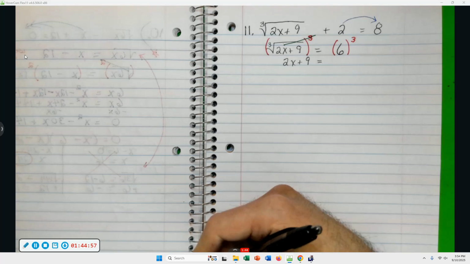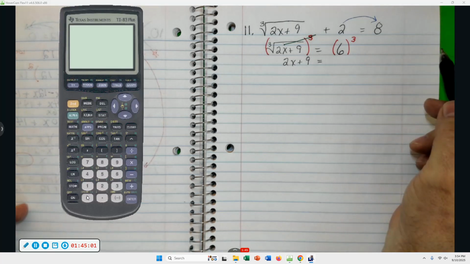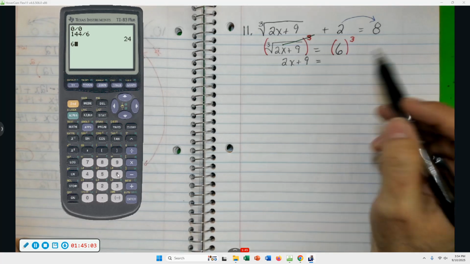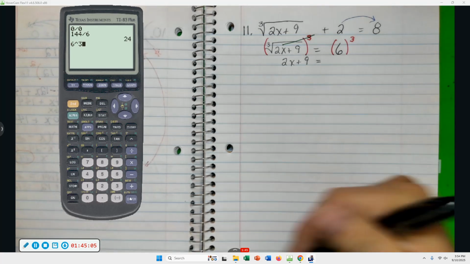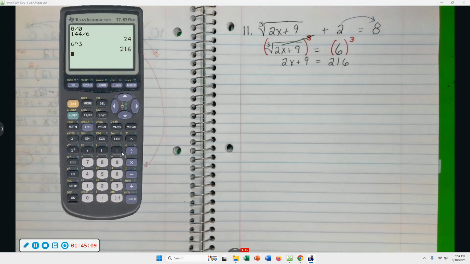Don't say 18. It's 6 times 6 times 6. 6 times 6 is 36, times 6 is 216. Hey, are we going to have to factor here? Do we need to get it set equal to 0? Is this quadratic? It's not quadratic. All we have to do is get that x by itself. What will he do next?